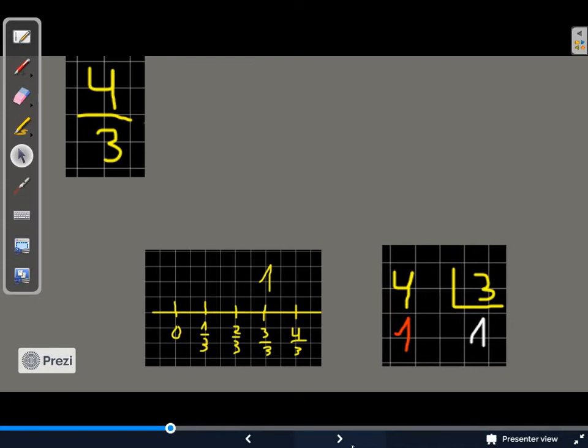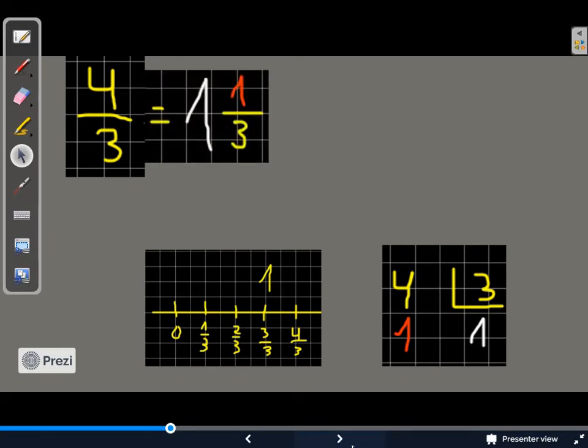And well, if we want to transform or convert 4/3 into a mixed number, the only thing we have to do is divide without getting to the decimal part. 4 divided by 3 is 1 plus another 1. So there we have it. 4/3 is equal to 1 and a third.